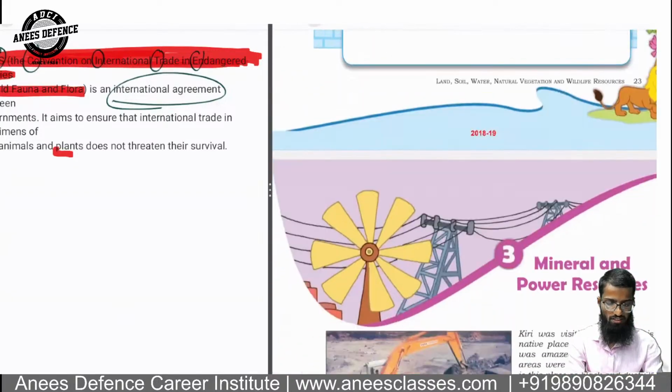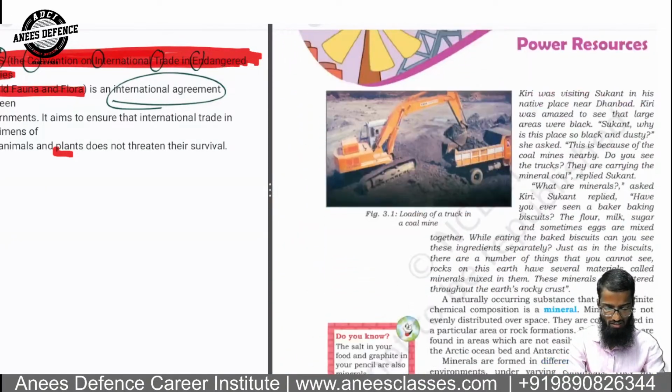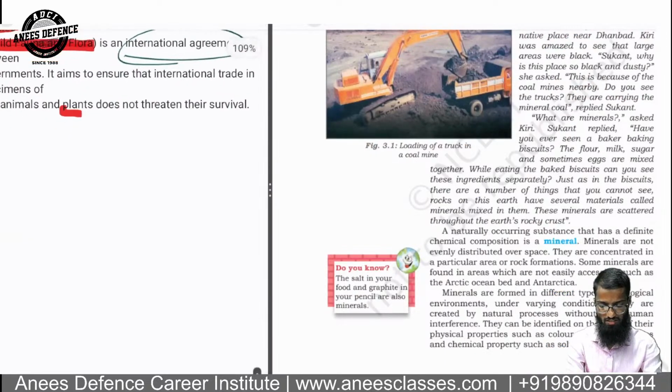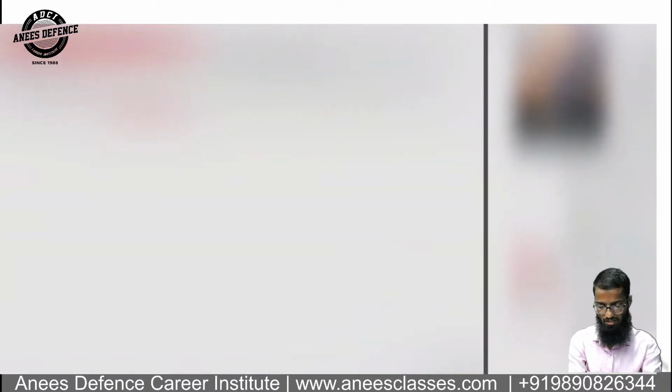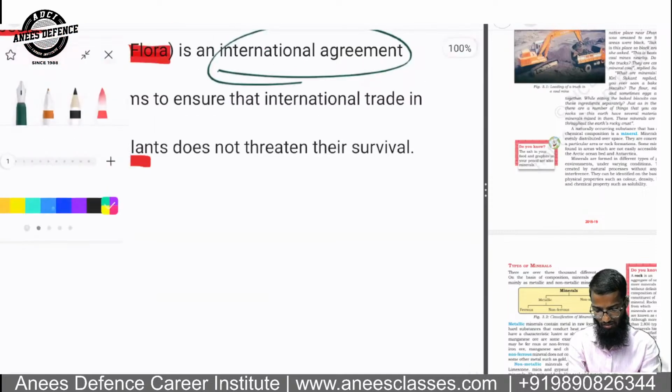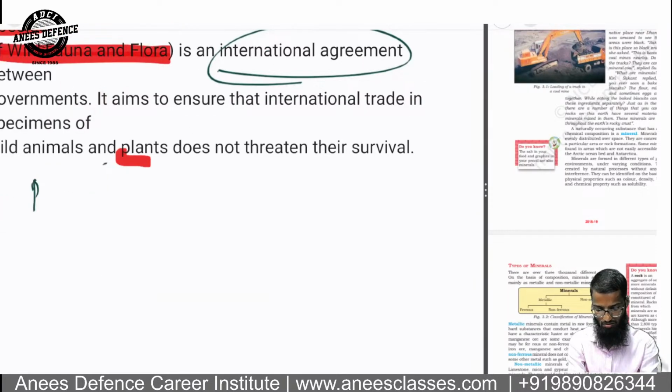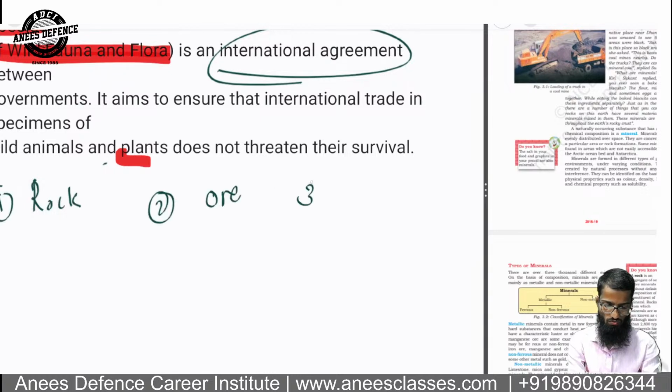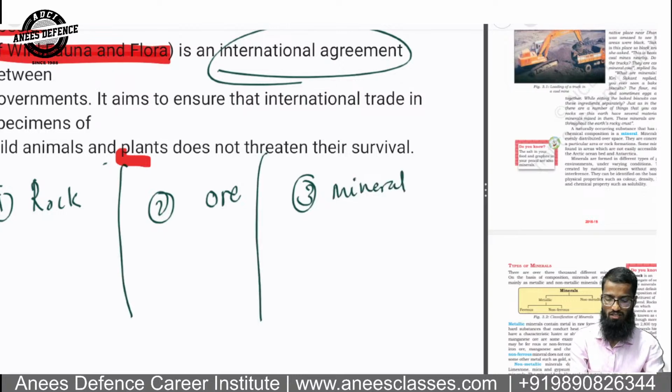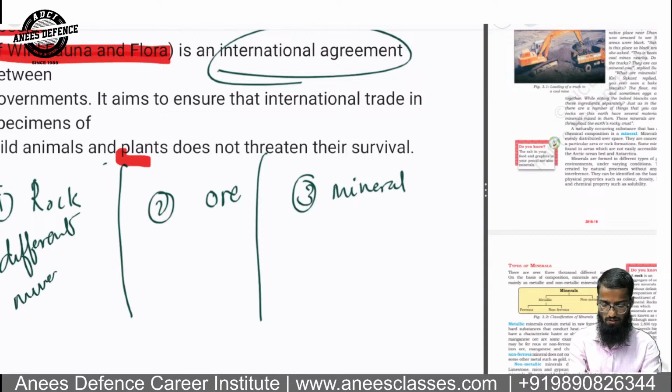Now let us move ahead to the mineral resources. So three things you must understand about minerals: first is what is rock, second is what is ore, third is what is mineral. Right? Three things you must understand. So rock can be made of different minerals. The rock can contain different minerals. Okay. Is it clear?